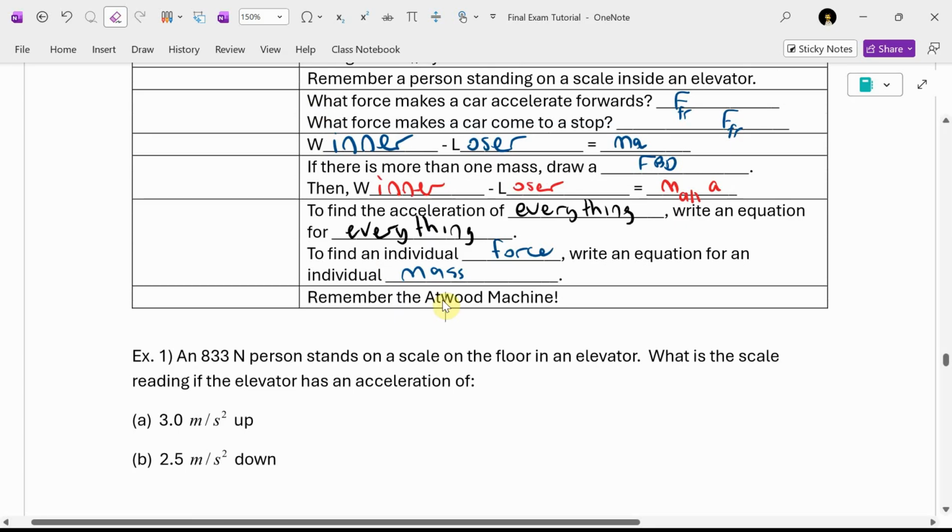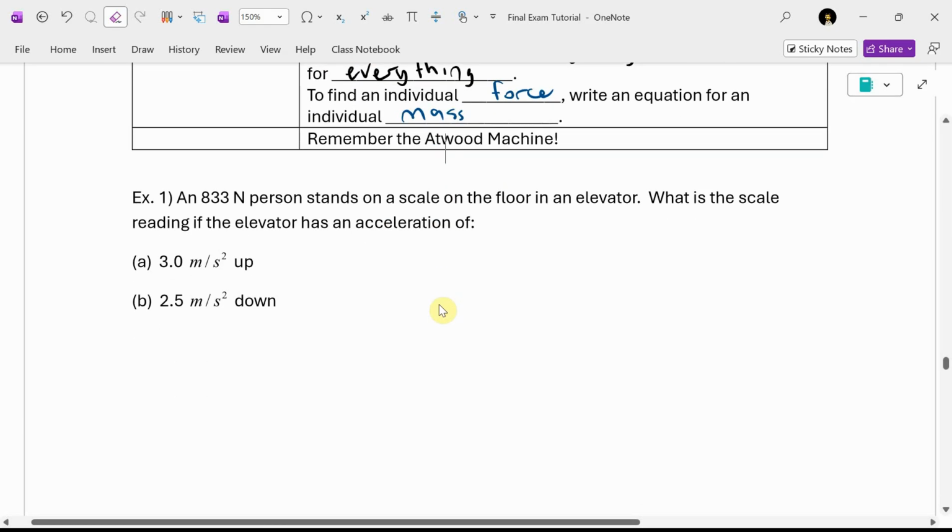Remember the Atwood machine? There is going to be an Atwood machine on your final. So let's jump on in. Here's an elevator question. An 833 Newton person stands on a scale on the floor of an elevator. What is the scale reading if the elevator has an acceleration? Now, although they're saying find the scale reading, what are they really asking me to find? Normal force. What might this be a good job for?